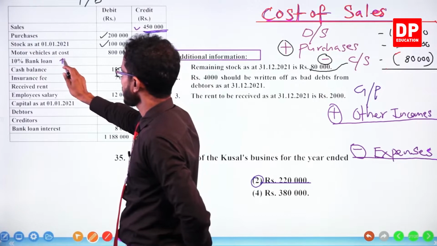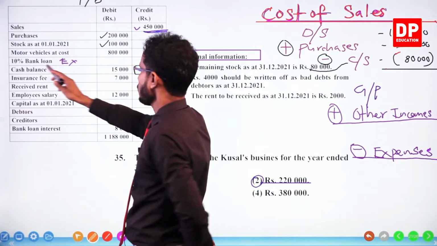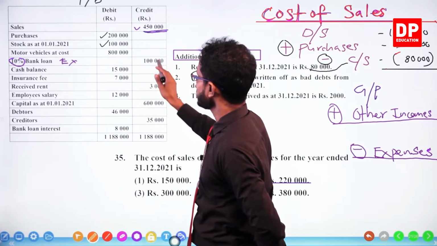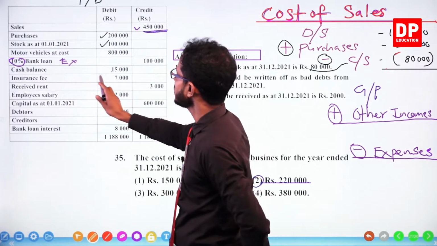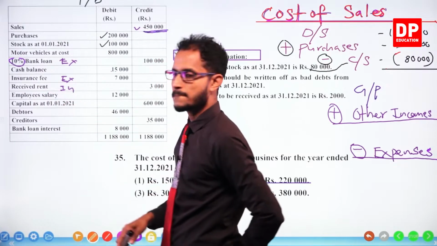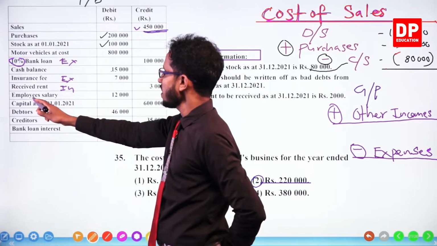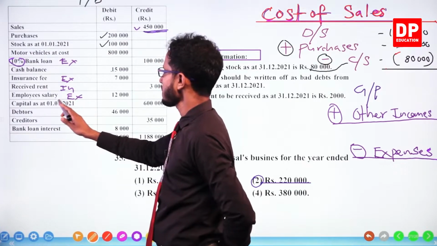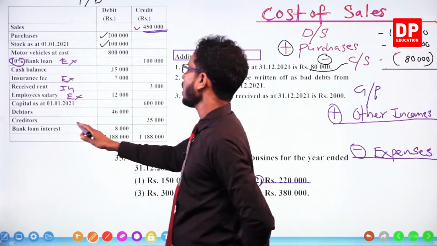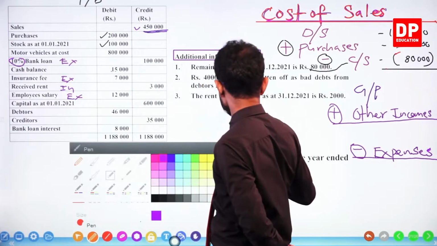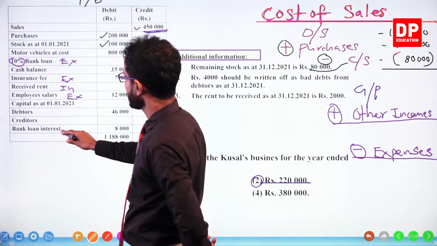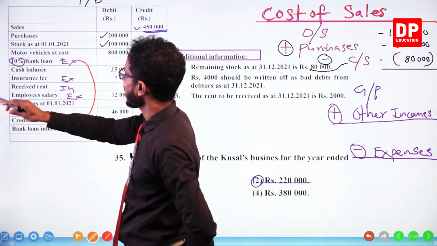Wait, there is a hidden adjustment here. There is an expense here. Although bank loan is a liability, 10% bank loan interest should be calculated. Cash balance, don't take it. Insurance fee, take as expense. Received rent, take as income. Employee salary, expenses. Capital, you don't take. Debtors, you don't take. Creditors, you don't take. Bank loan interest is given, and it's related to the bank loan.